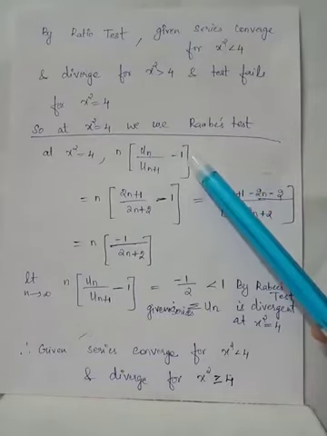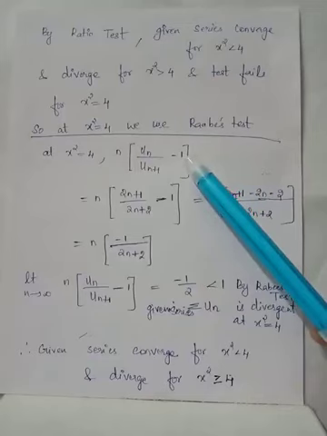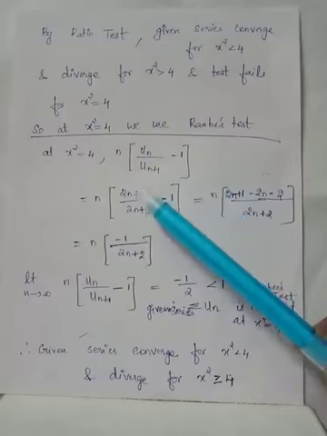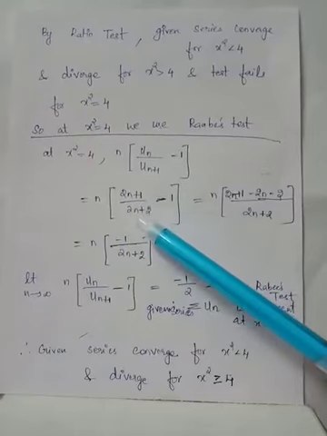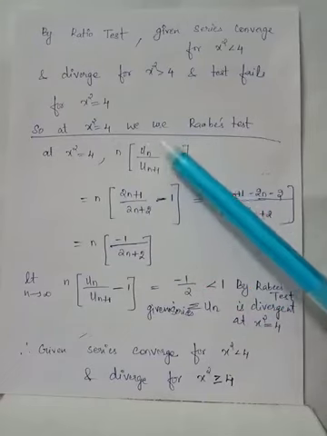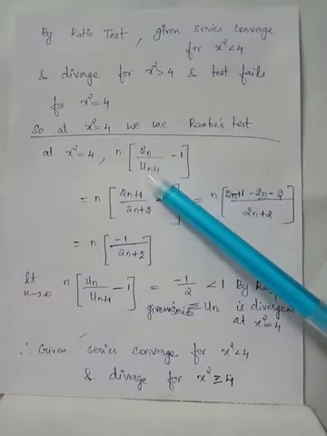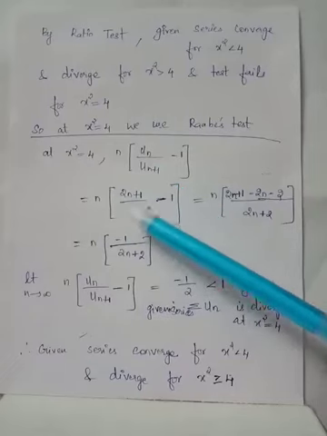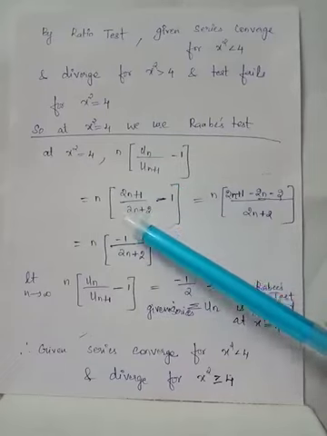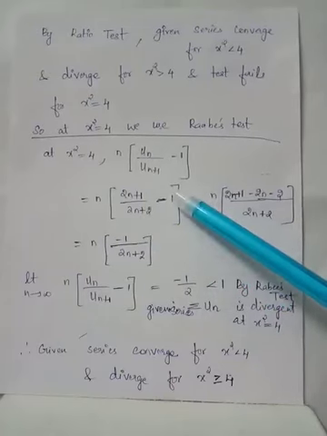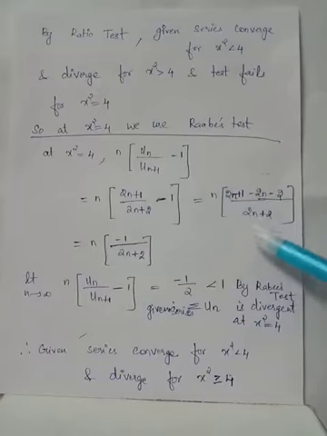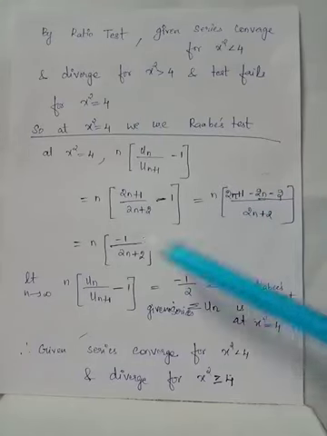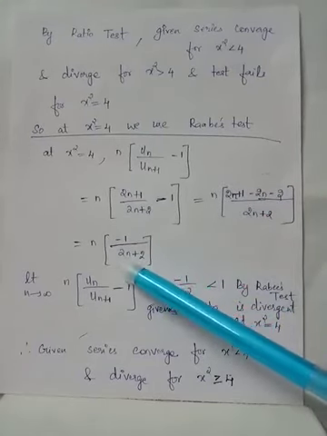When x square equals 4 in the un by un plus 1 ratio, we have the ratio becoming 2n plus 1 divided by 2n plus 2. We just substitute x square equals 4 in this un by un plus 1 ratio which we have already evaluated, and we obtain this expression. Now we simplify this expression. We take LCM. 2n plus 2 is taken to this part and we simplify it in the numerator: 2n plus 1 minus 2n minus 2 divided by 2n plus 2. Here after simplification we have cancellation of 2n and 2n. Minus 2 plus 1 becomes minus 1 divided by the denominator 2n plus 2.